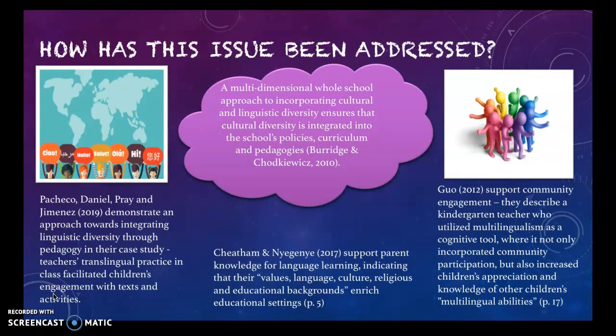So how has this issue been addressed? Well, in my research, Burridge and Trotakiewicz 2010 describe a multi-dimensional whole school approach to incorporating cultural and linguistic diversity, where it focuses on doing this through increasing parent and community involvement, changing policies, curriculums, and pedagogies to support this, and even promoting the value of linguistic diversity outside of school in extracurricular activities. So all of these things will enable a multi-dimensional approach to take place.